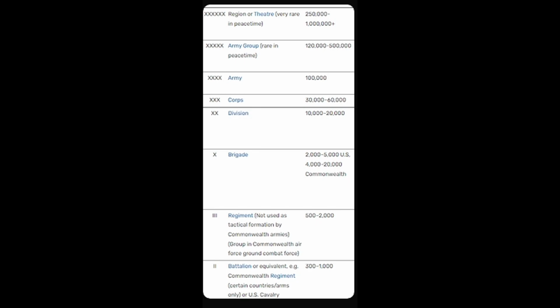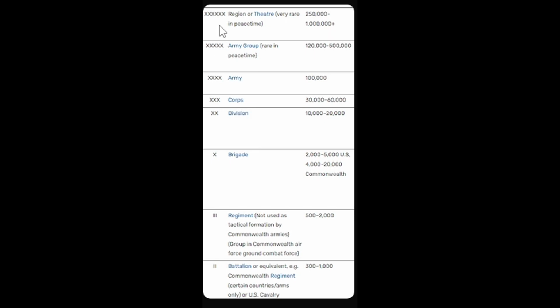But if you see more X's, so we see 2, 3, this is all in Roman numerals. So we have a 2, which is battalion, a 3, which is regiment, an X, or 10, which is a brigade. We have double X's, which is division. We have triple X's, which is corps. We have quadruple X's, which is army. We have 5 X's, which is an army group.